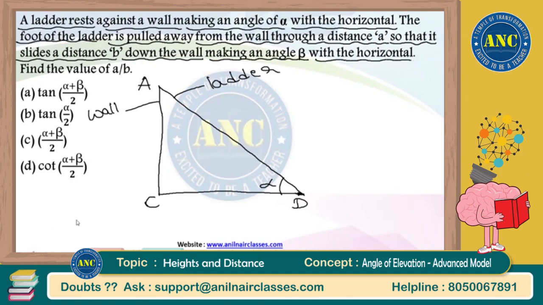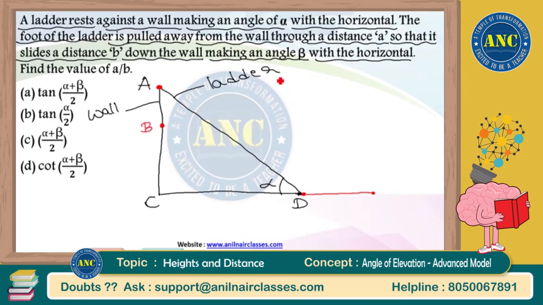Let me use a different color to represent this in the diagram. This is the foot of the ladder. What is it that they are saying? I will pull this foot away from the wall. That means, for the ladder which is like this as AD, I will keep my hand on this foot of the ladder and drag it away from the wall. If I drag it like this, the top of the ladder will no longer be at point A. The top of the ladder also will slip. Let me call this new top of the ladder B.